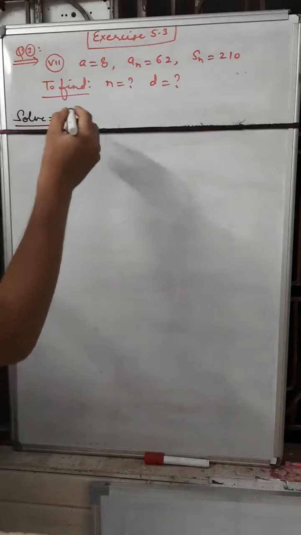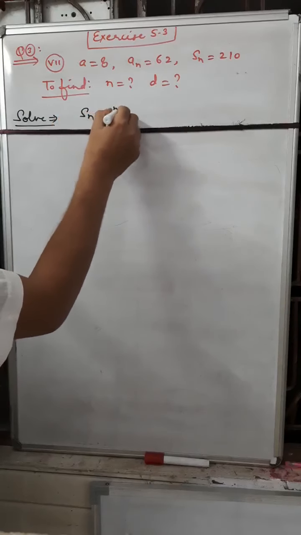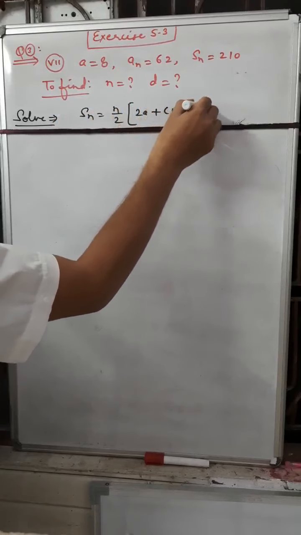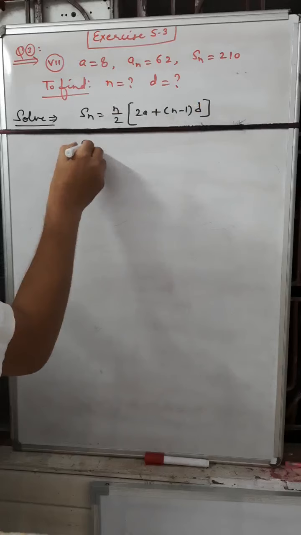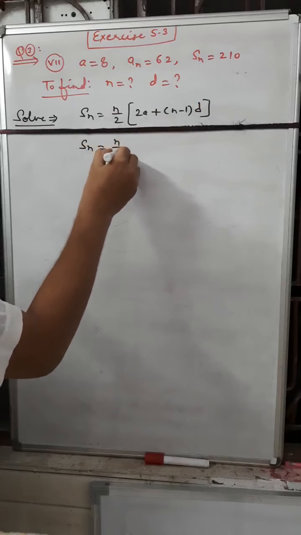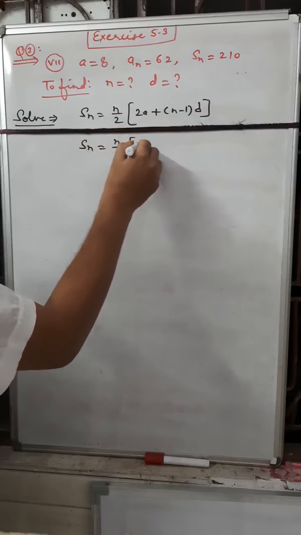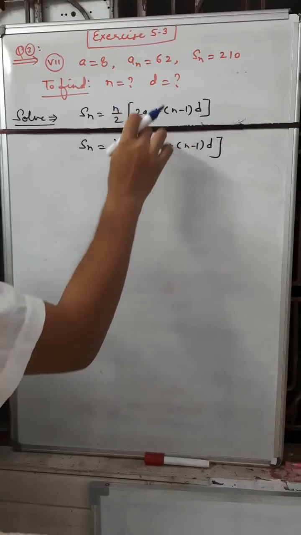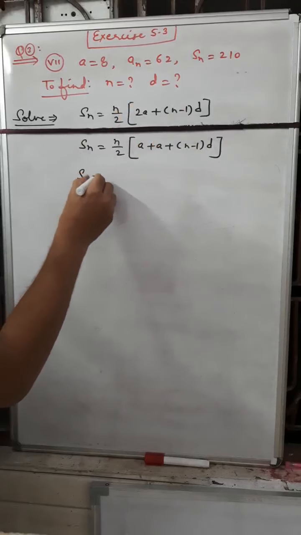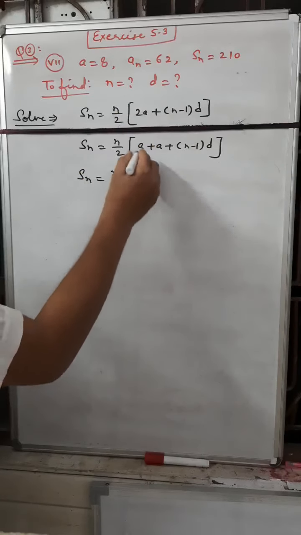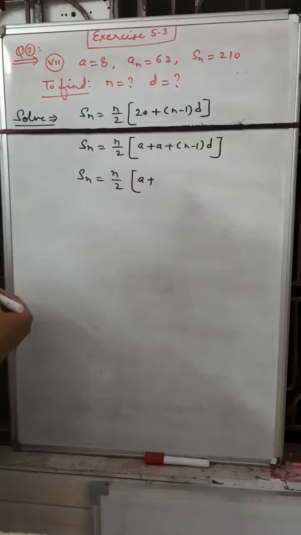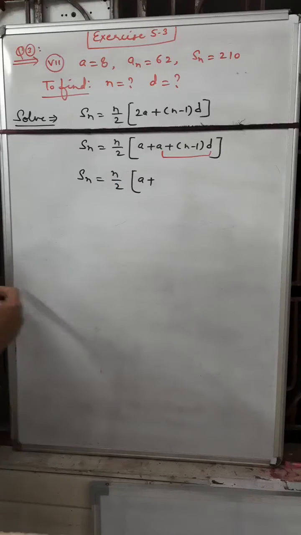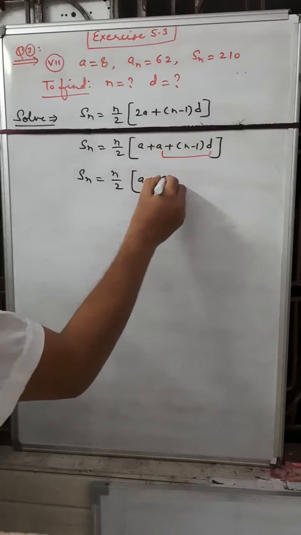So we know the formula Sn is equal to n by 2 into 2a plus n minus 1 into d. Or another formula we know: n by 2 into a plus n minus 1 into d. So 2a will be split into a plus a. So we can write the formula as n by 2 into a plus a plus n minus 1 into d. It may be written as an. We can write it as an.